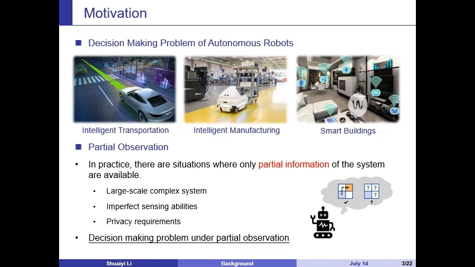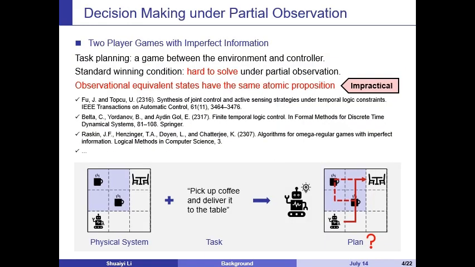For example, when the system scale is very big and complex, and all-inclusive information is hard to obtain, or the robot's sensing ability is limited, or for some privacy issue. In these cases, the robot can only obtain part of the system's information, but still needs to plan for the given task. And this problem has attracted increasing attention. The task planning process can be modeled by a game between environment and controller, and the environment is trying to prevent the controller from accomplishing the task.